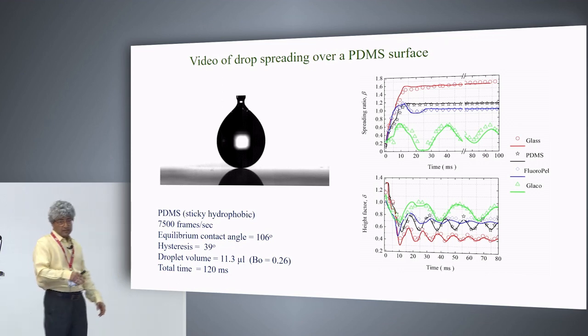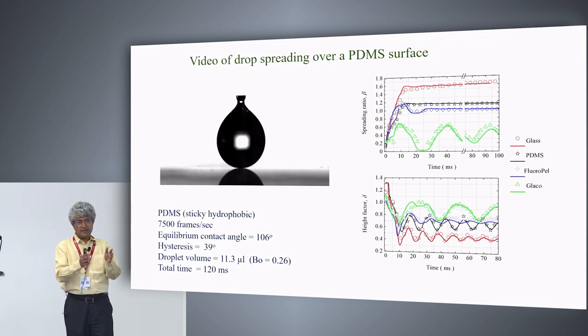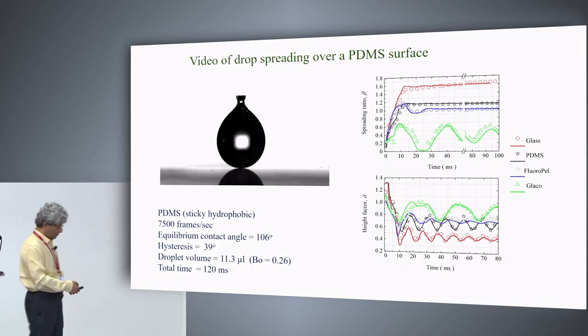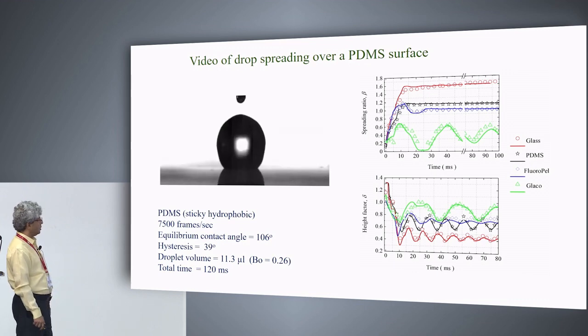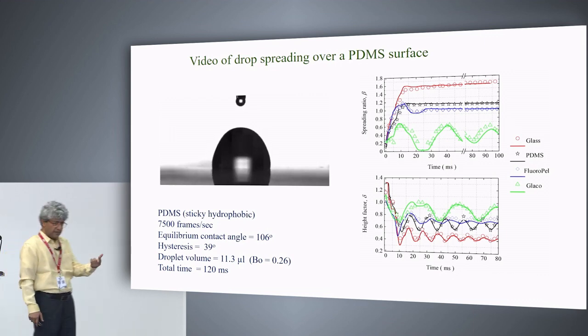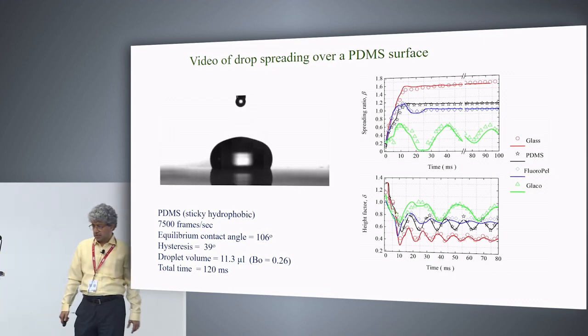Here you will see that the drop spreads a little bit and gets pinned. So the footprint then becomes constant. So this is drop spreading, and then the footprint becomes immobile on the substrate.